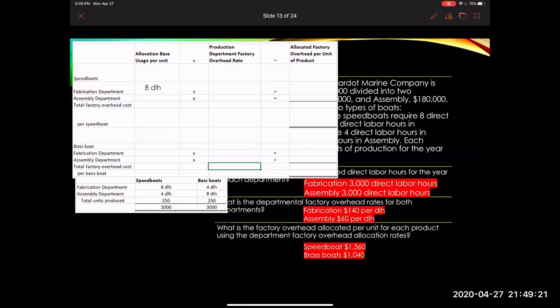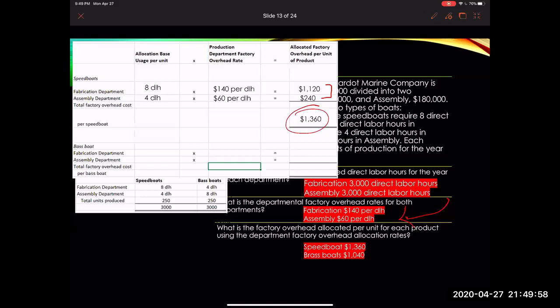So the speedboat requires 8 direct labor hours in the fabrication department. And then our rate that we've calculated from here, right, is 140. So if we did that calculation across, that would give us $1,120. And then in the assembly department, the speedboat requires time of 4 hours. The rate was $60 per direct labor hour. We multiply that across, we get 240, right? And so again, for our total, we're going to add these two numbers together.